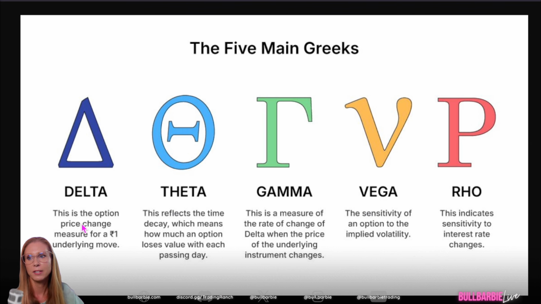Delta, I'm just going to read it instead of trying to confuse myself here. This is the option price change measure for a $1 underlying move. So if the SPY moves $1, this is the rate of change that is going to happen when that move happens. Theta is going to be time decay. So we just saw that the closer we get to expiration, theta is how much we're going to lose the closer we get there. So that one's going to speed up when we get there.